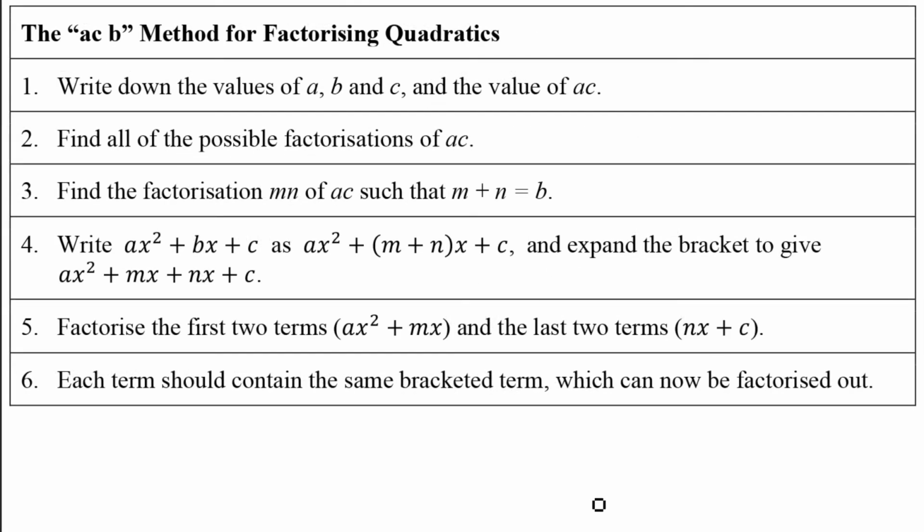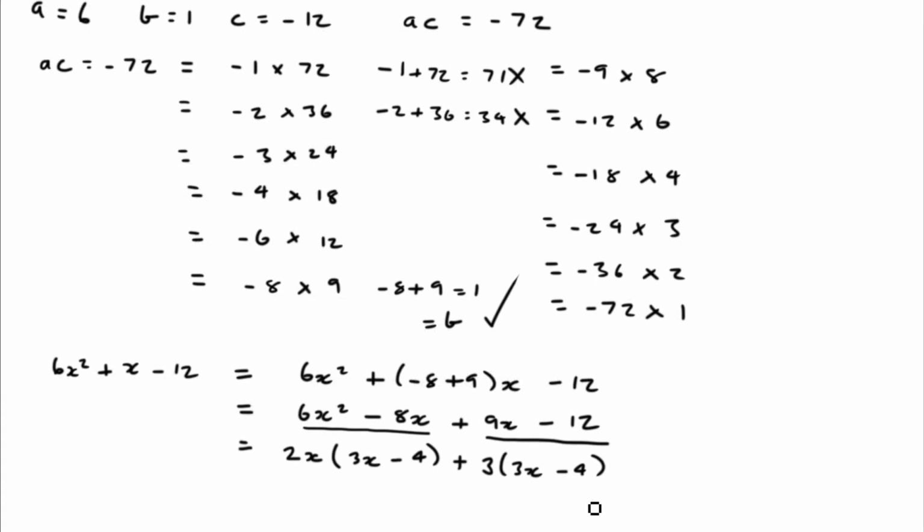Step 6, our final step, says that each term should contain the same bracketed term, which can now be factorized out. And each term does contain the same bracketed term, the 3x subtract 4. So if we factorize out the thing which is common to both terms, this 3x subtract 4, what are we left with? The first piece leaves us with 2x, the second piece leaves us with plus 3, and we now have our factorization of 6x squared plus x subtract 12. This formal method, as you can see, involves quite a lot of steps.